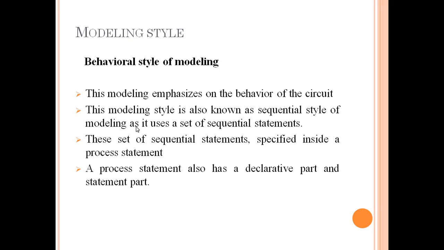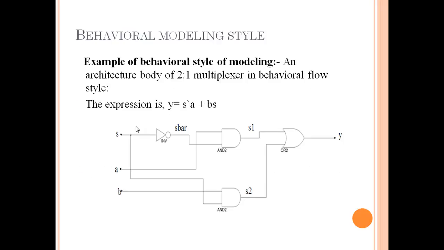Also, this set of sequential statements is specified inside a process statement. A process statement also has a declarative part and a statement part. Here is the example of the behavioral style of modeling. In this also we have designed a 2:1 multiplexer. This is the expression of the 2:1 multiplexer, and here is the diagram of the 2:1 multiplexer.